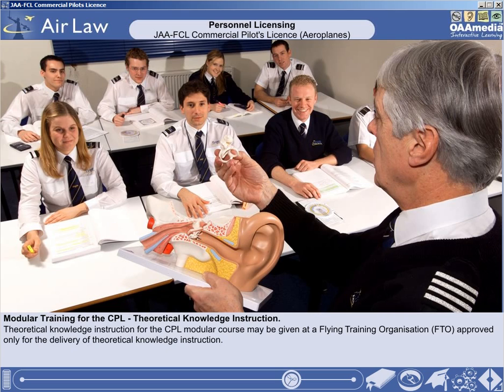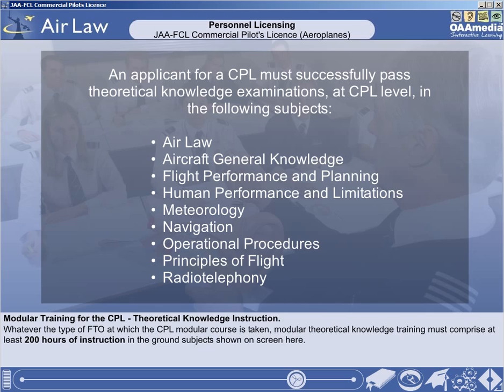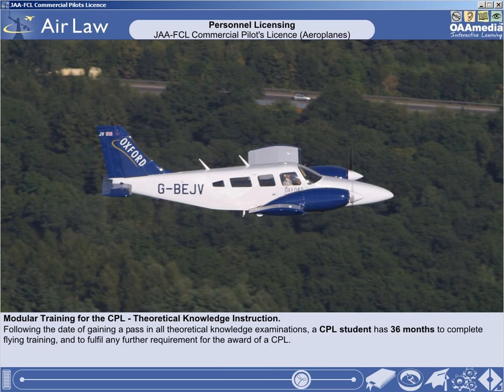Theoretical knowledge instruction for the CPL Modular Course may be given at a flying training organisation approved for the delivery of theoretical knowledge instruction only. Whatever the type of FTO at which the CPL Modular Course is taken, theoretical knowledge training on a modular course must comprise at least 200 hours of instruction in the ground subjects shown on screen here. Following the date of gaining a pass in all theoretical knowledge examinations, a CPL student has 36 months to complete flying training and to fulfil any further requirement for the award of a CPL.